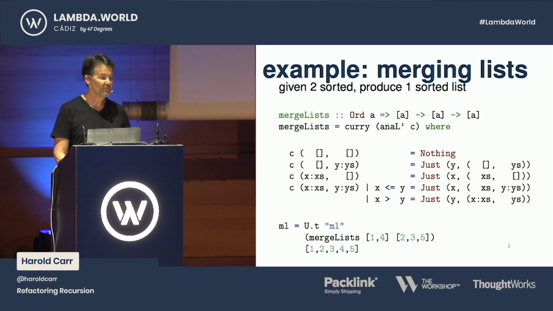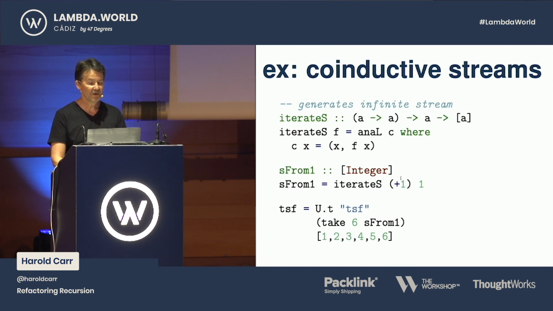Also, doing merging lists. I'm going to skip this one too because it'll take too long. Here's one that's pretty simple, and that's an infinite stream. So, given this algebra, which just says for the x, give me the x and then run f of x for the next round. So iterate is just +1, and there's the base case.